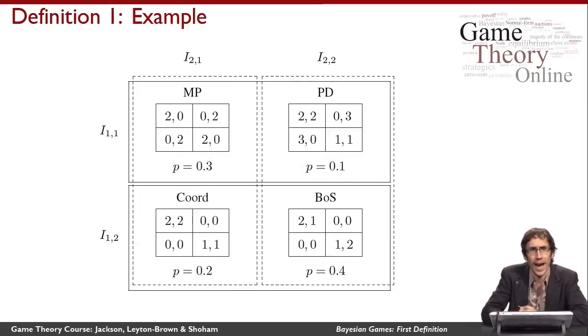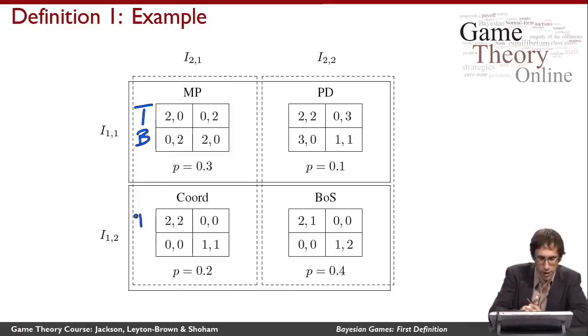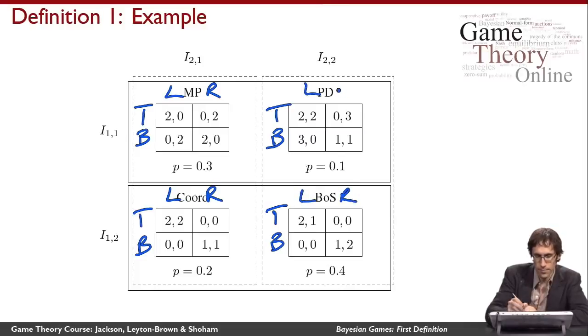Now, I haven't marked the actions in these games, but our assumption is that they have to be the same. So let's say player 1 has 2 choices, top or bottom. He gets to choose the top or bottom action, and it's the same in every game. And likewise, player 2 can choose left or right, and he gets the left or right action in each game.